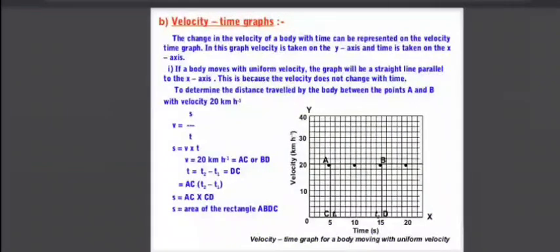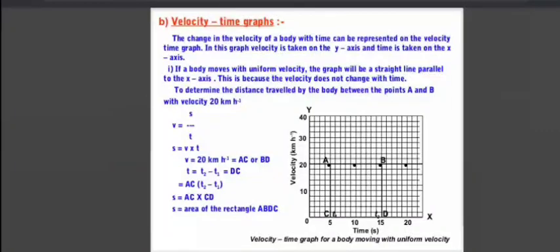As I said, the second type of graph is the velocity time graph. In this example, if you see, it is going straight. It is exactly straight. It is parallel to the x-axis. So throughout the journey, its velocity is the same, 20 meter per second, or sorry, 20 kilometer per hour. So it is a body going with uniform velocity.